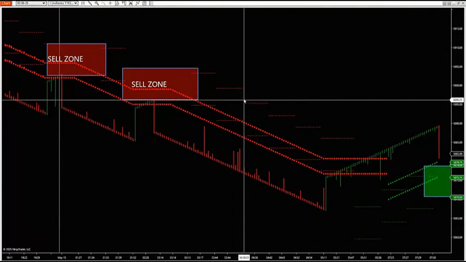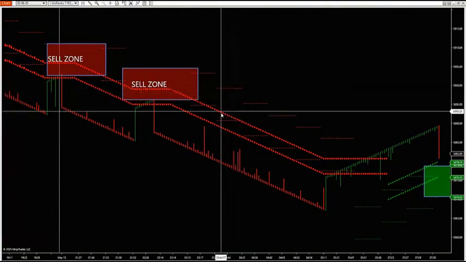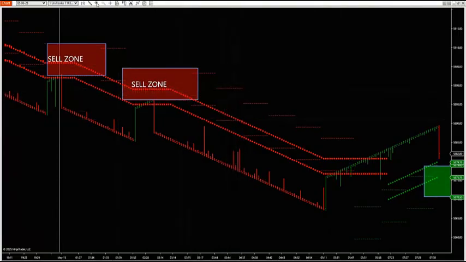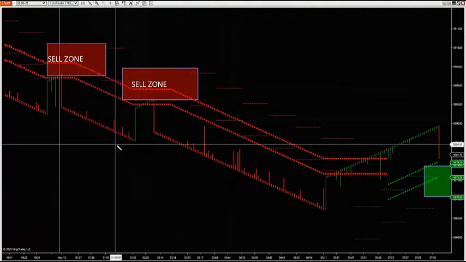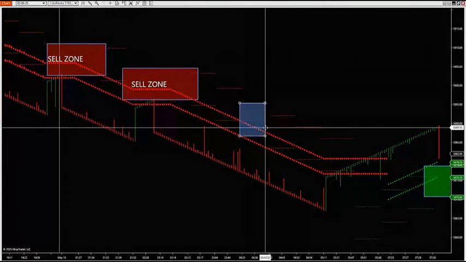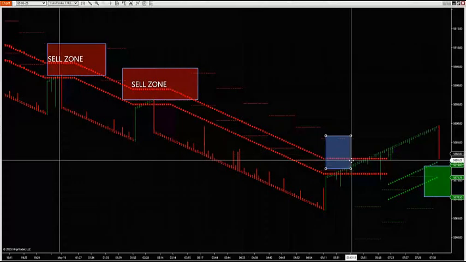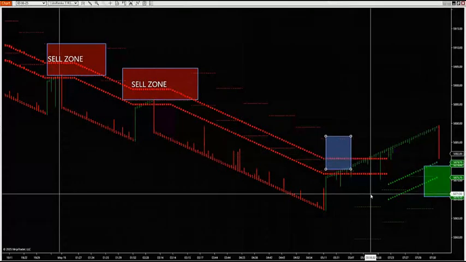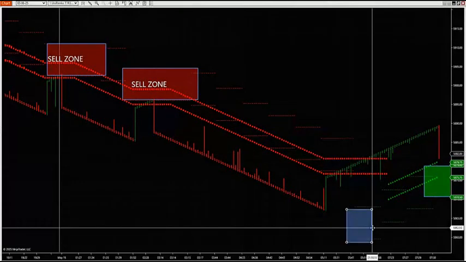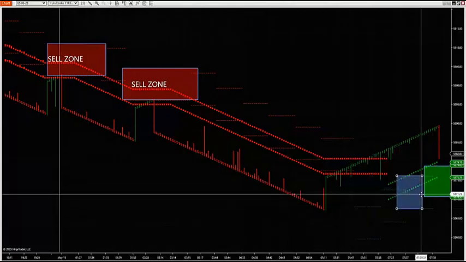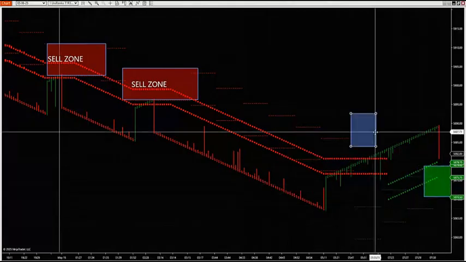And we have these zones that pop up that tell us where to buy or sell on a pullback. If you look at these red dashes, these are sell zones as we move down. Sell zone, sell zone, sell zone, sell zone. And then the green ones are buy zones. So these are buy zones, buy zone, buy zone. We're going to have a buy zone coming up now.